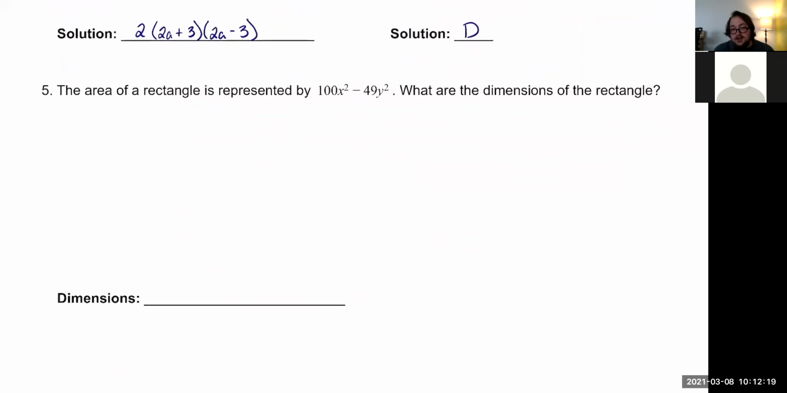Last one on this page here. It's worded a little bit differently, but if it's on the page with the difference of perfect squares, odds are we're finding the difference of perfect squares. But instead it says the area of a rectangle is represented by 100x squared minus 49y squared. What are the dimensions of the rectangle? Well, to find the area, it's really just length times width. So if I can find two things multiplied together to make this binomial, I would technically have the dimensions.